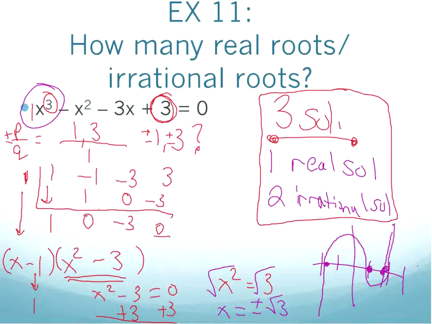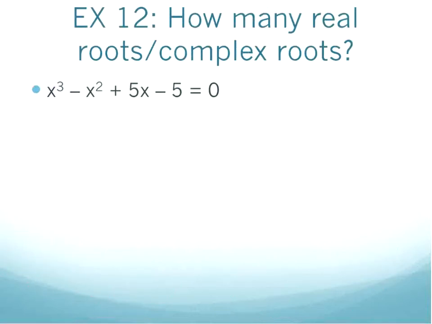I have one more for us to try. So the big idea is from the very beginning, you guys are able to pick out, hey, it has an x to the third, I know there's 3 solutions. Then we have to factor in order to find out how many of them were real answers and how many of them were either irrational answers or what we're going to have in the next problem, called complex answers. So let's try again. So how many real roots, complex roots? And this is our last problem of the day.